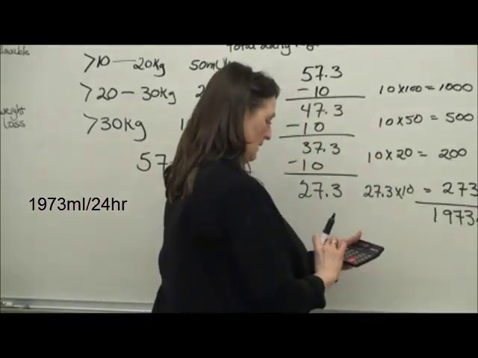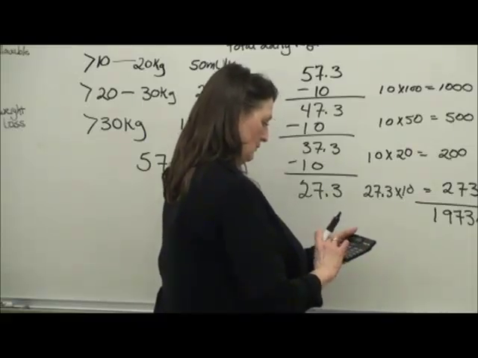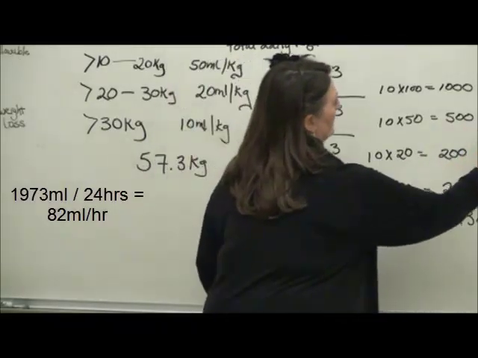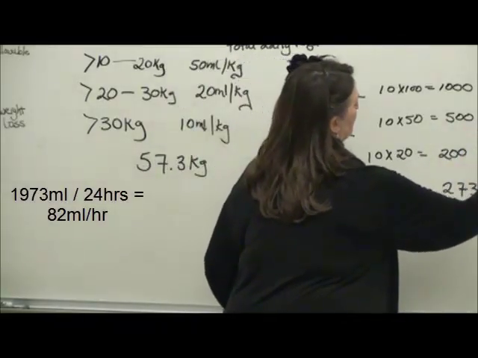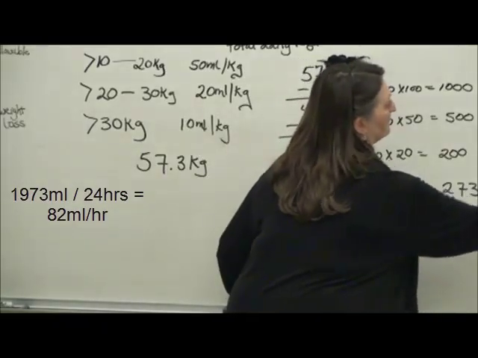Or 1973 divided by 24. Their IV is going to run at 82.2, we'll just say 82 milliliters per hour. Okay?